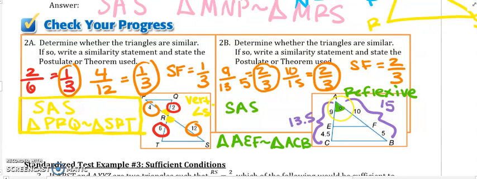Here I have my reflexive angle, and then I got to put small over big, which is the whole, and I got a scale factor of 2/3, so yes by SAS, and then you can check your similarity statements.